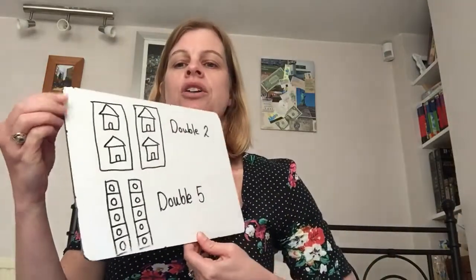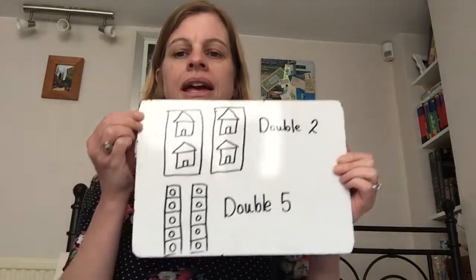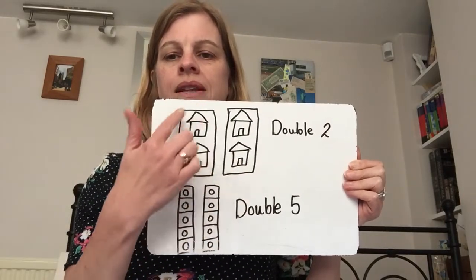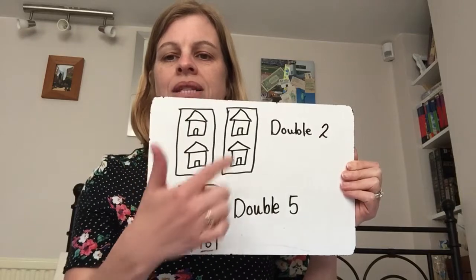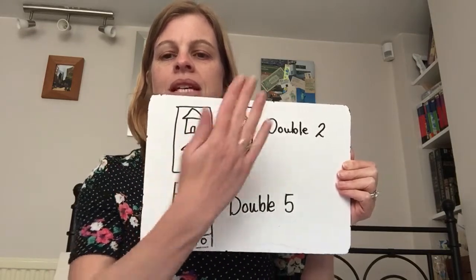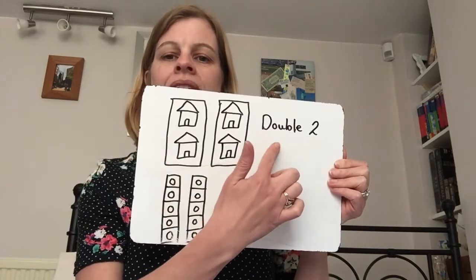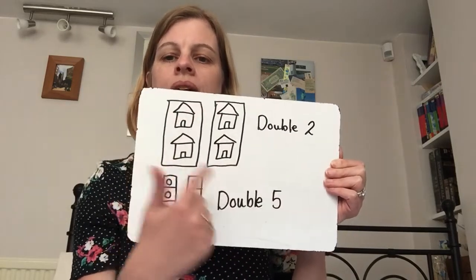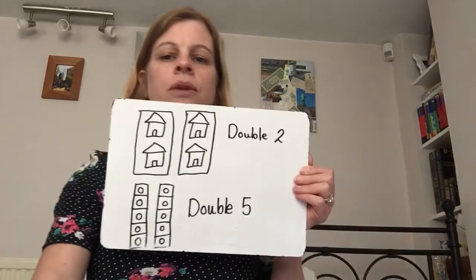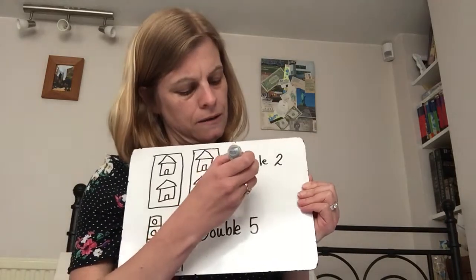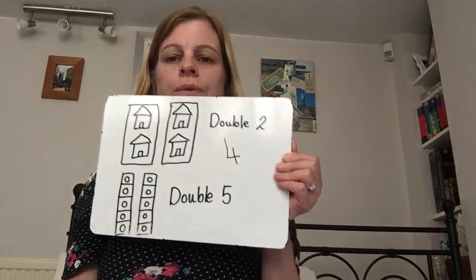So I've got some pictures here that I can show you. So look, here I've got double two. So there's two houses and another two houses. So one set of two, and now I've got two sets of two. So that's double two. So let me just get a pen. Double two is what? Double two is 4.